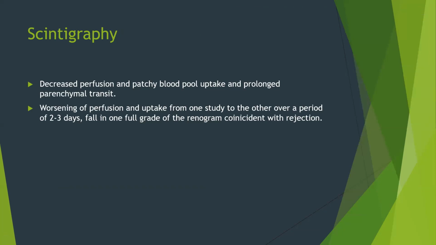So we can see decreased perfusion and patchy blood pool uptake and prolonged parenchymal transit. There is worsening of perfusion and uptake from one study to the other over a period of 2 to 3 days. And there is a fall in one full grade of the renogram coincident with rejection.